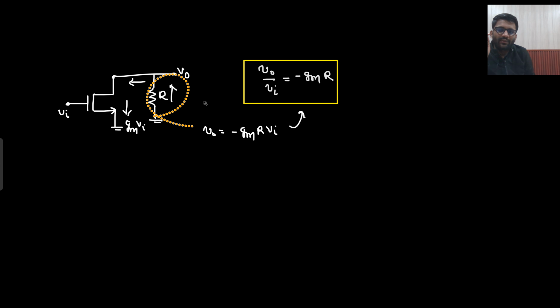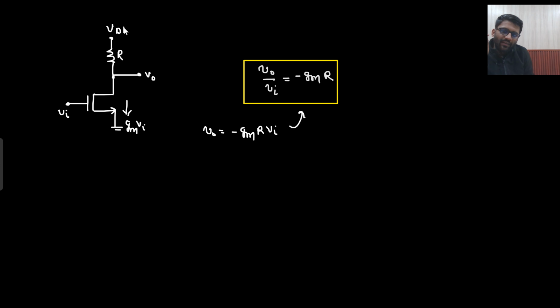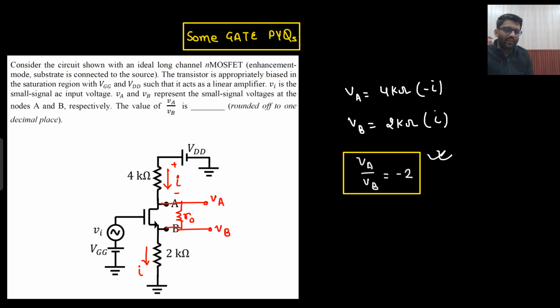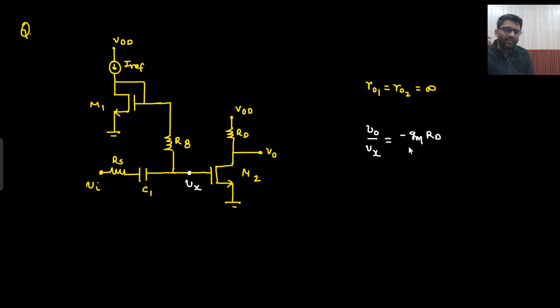Although this circuit I should have replaced like this. This is my R, and this is my V naught, and this is my VDD. So what will happen? VDD will be grounded. VDD will be connected to ground. So GMV in current will be flowing through R. So this will be the gain. So if I know this potential Vx, then what is my V naught? My V naught is minus GMRD into Vx.